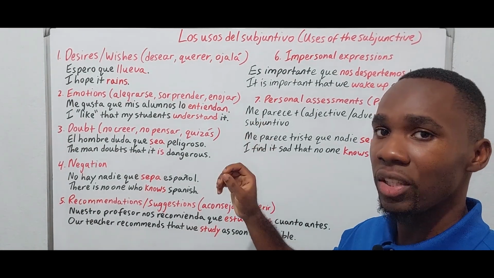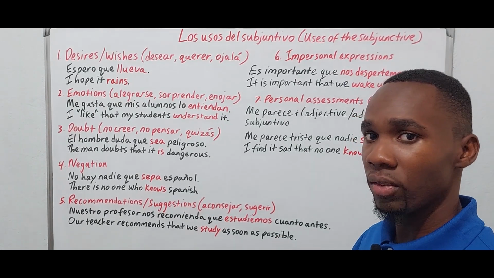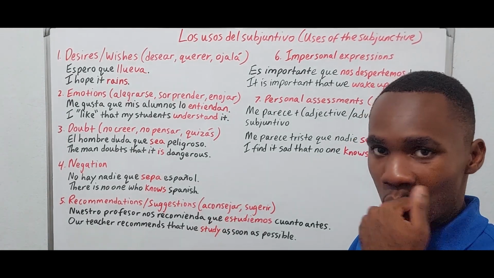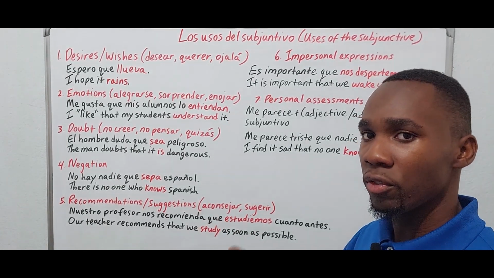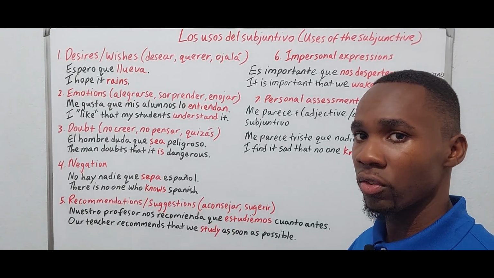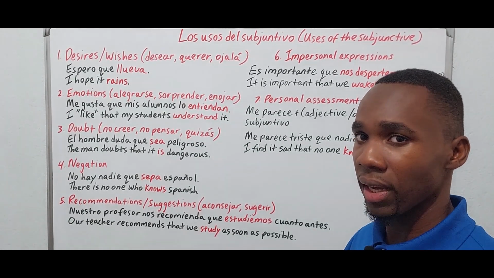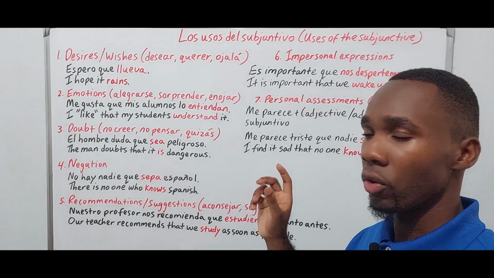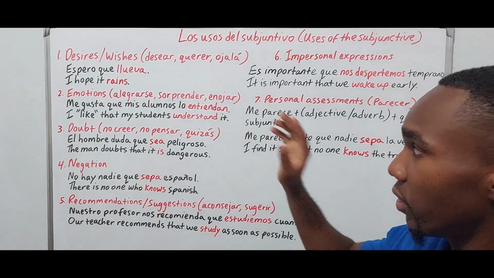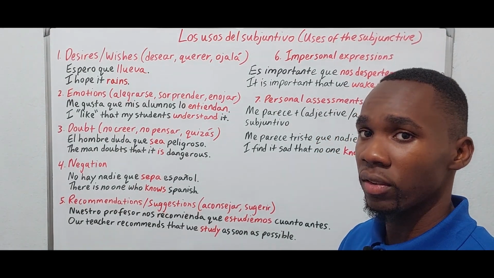Now, I must also mention that the subjunctive requires two subjects, and the subjunctive will be part of the dependent clause or the subordinate clause. So when you have two subjects that are connected by que, the subordinate clause will require the subjunctive. Just remember that when we get into the different contexts, all right? So let's start. The first context is going to be for desires or wishes.